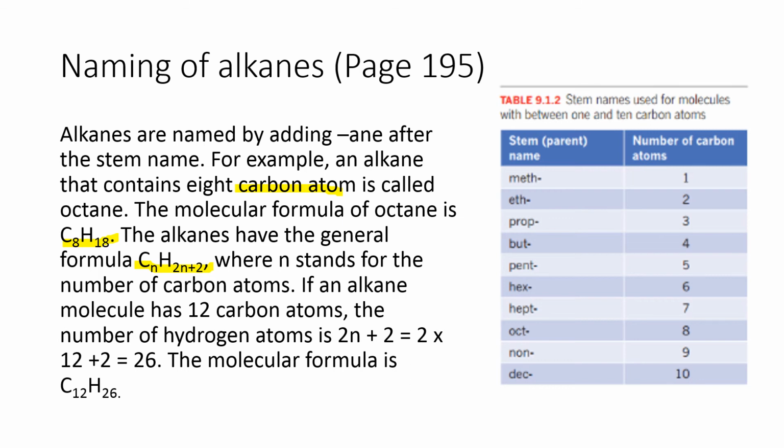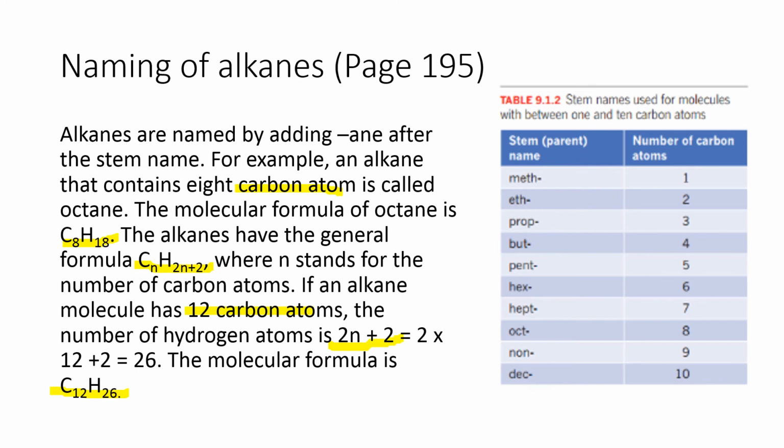If it's 2 carbon, it will be C2H6, because 2 times 2 plus 2 is 6. So you can get the general idea of it. If you look at every single alkane structure, the only difference is the number of carbon, but the general formula is the same, which is CnH2n+2. If an alkane molecule has 12 carbon atoms, the number of hydrogen atoms is 2n plus 2, which is 2 times 12 plus 2, which is 26. So you have a molecular formula C12H26.